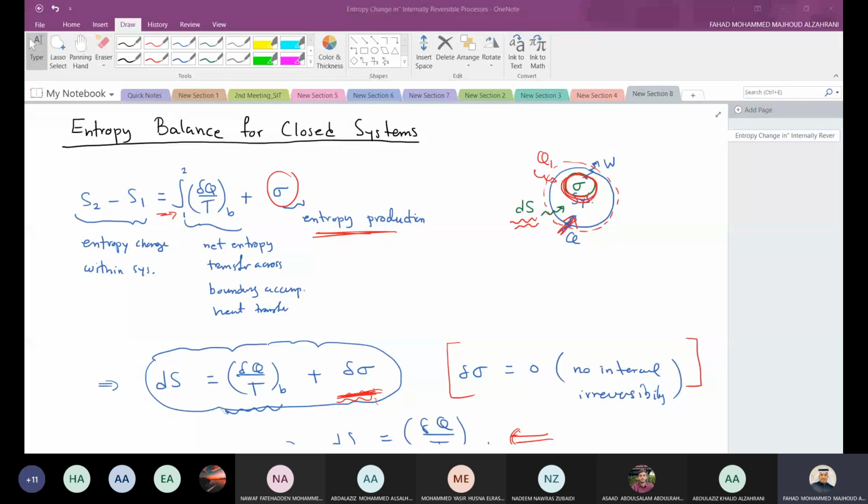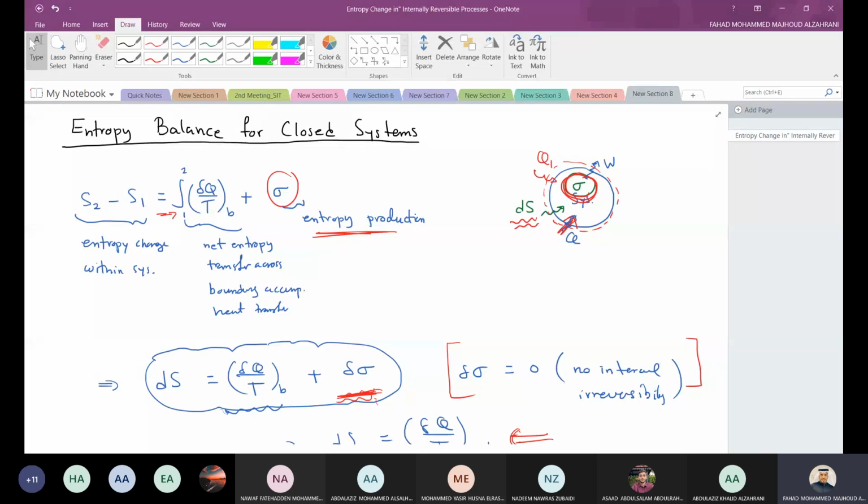Okay guys, so last time we started talking about the entropy balance for closed systems. Just a reminder, a closed system is a system where the mass inside the system does not change with time, or in other words, mass does not cross the boundary of the system. That's actually the right definition.